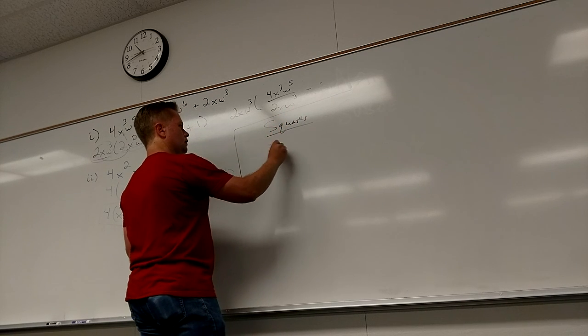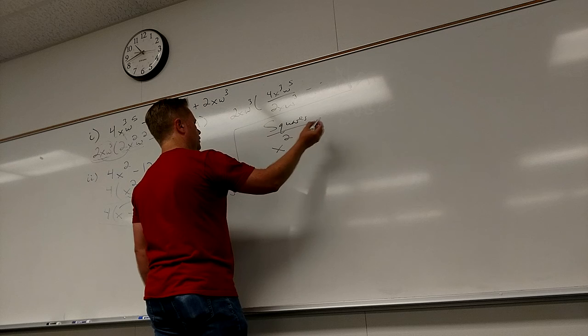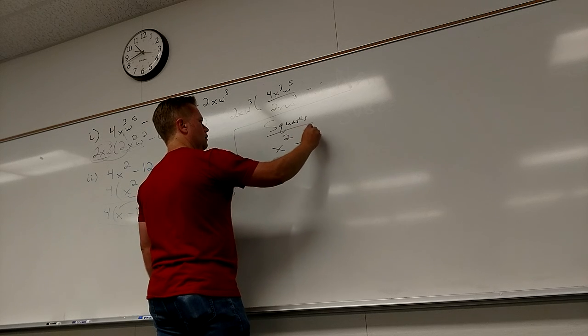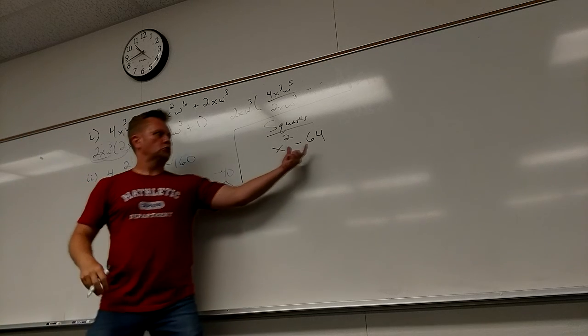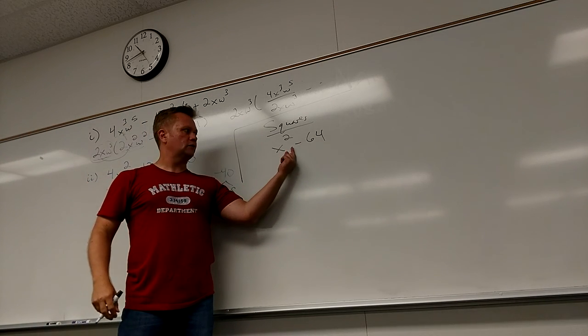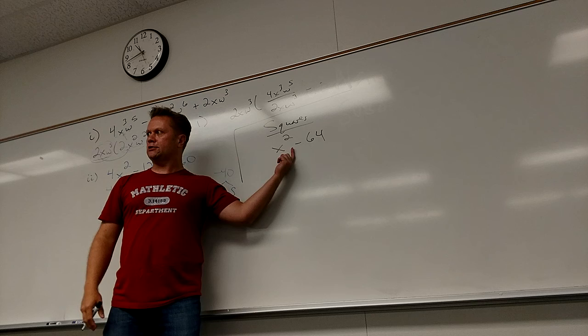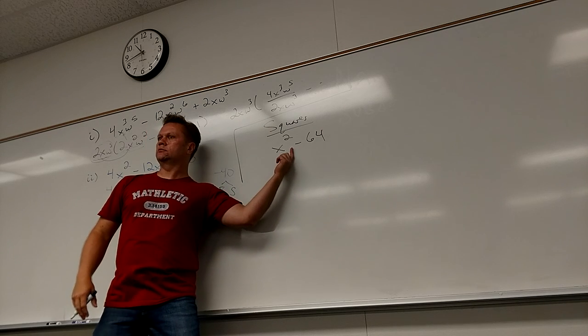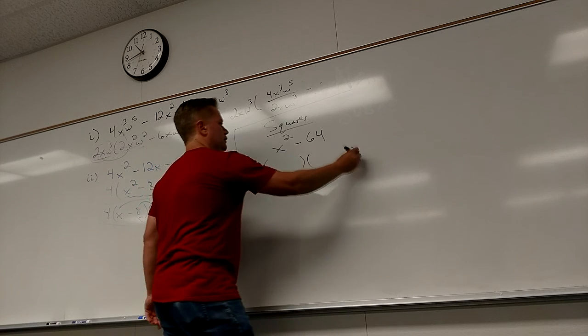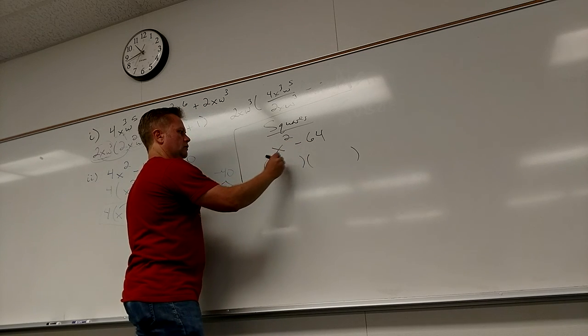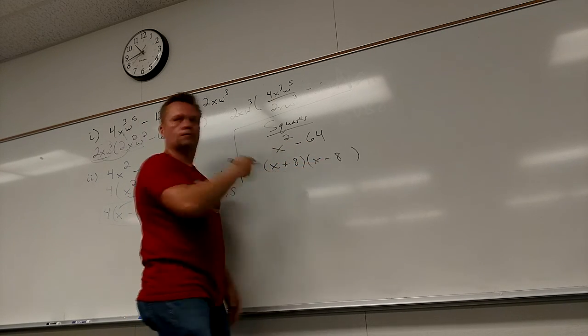To be honest, when you first look at difference of squares, you can look at it the same way we looked at this. I need two numbers that multiply to negative 64 and add to be 0, because how many x's do I have? 0, right? So what two numbers multiply to negative 64 and add to be 0?